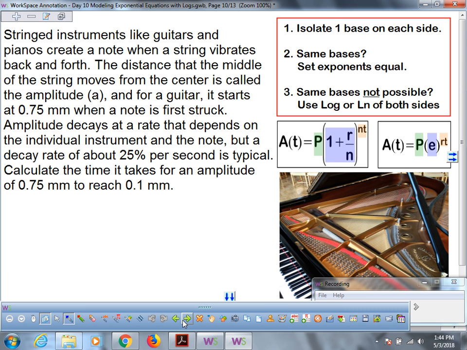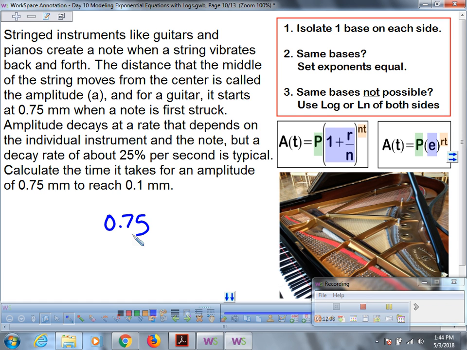And for a guitar, it starts, right? There's my key word. It starts at 0.75. It's my initial amount. When a note is first struck, amplitude decays, means I'm going to use a minus sign, right? Amplitude decays at a rate that depends on the individual instrument and the note. But a decay rate of about 25% per second is typical. 100% minus 25% to the t.